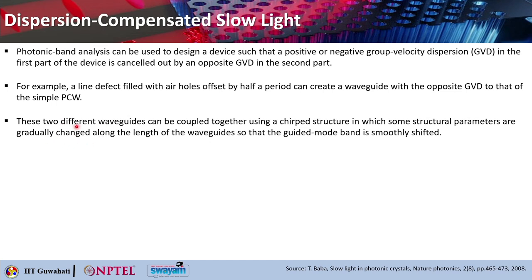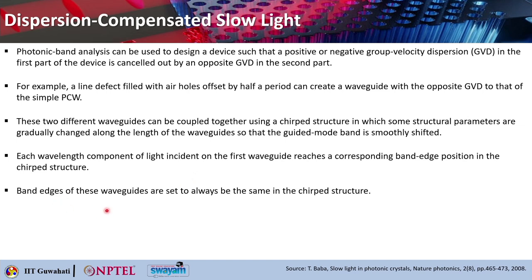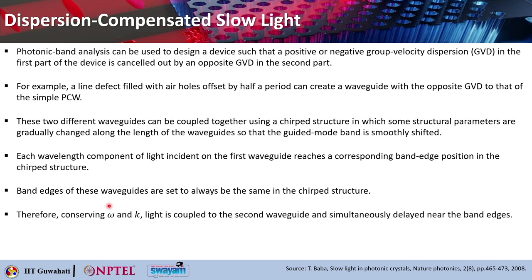So in this case there are two different types of waveguides which can be coupled together using a chirped structure, in which some structural parameters are gradually changed along the length of the waveguide so that the guided mode band is smoothly shifted. Each wavelength component of light incident on the first waveguide could reach a corresponding band edge position in the chirped structure, and the band edges of these waveguides are set to always be the same. Therefore, by conserving the frequency and wave number, omega and k, light is coupled to the second waveguide and simultaneously delayed near the band edge.